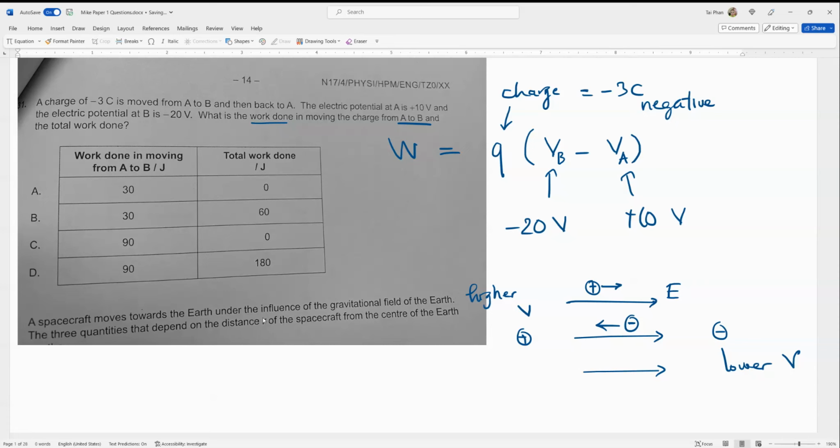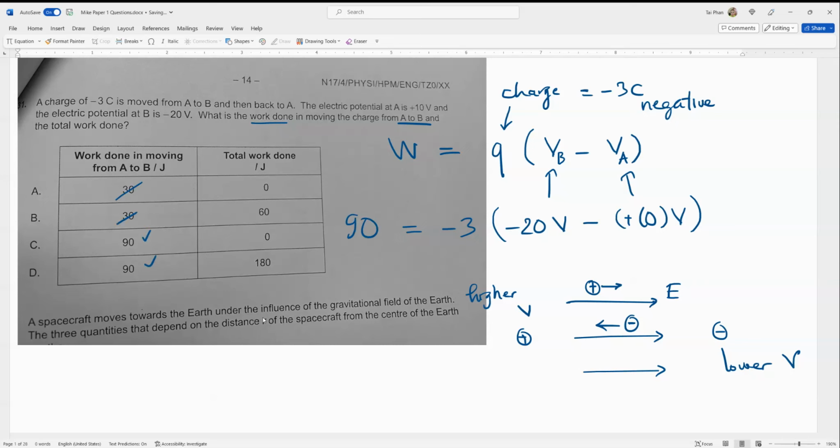Anyway, along the answer, the work is always a positive value, they have no negative value. So just take the difference in potential, minus 20 minus 10, and then multiply with the charge, minus 3. Minus 20 minus 10 is minus 30, and then multiplied with minus 3, that is 90. So the answer is 90. We don't care about these signs anymore.